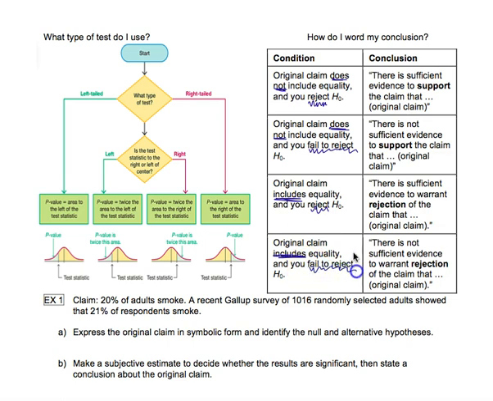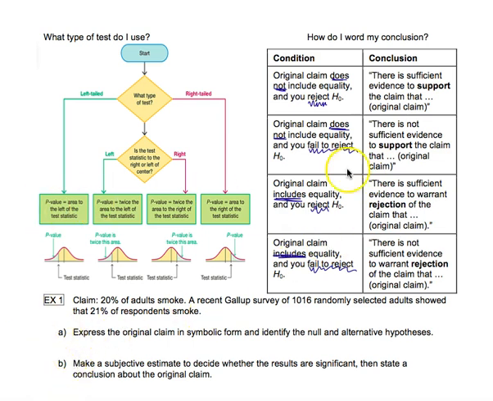So we've got 4 different possibilities. Either it does or does not have equality, and either it rejects or fails to reject, and the way that we word it is slightly different. You have to use these exact words. This is not something where we kind of paraphrase. Every single time we use the exact same words.